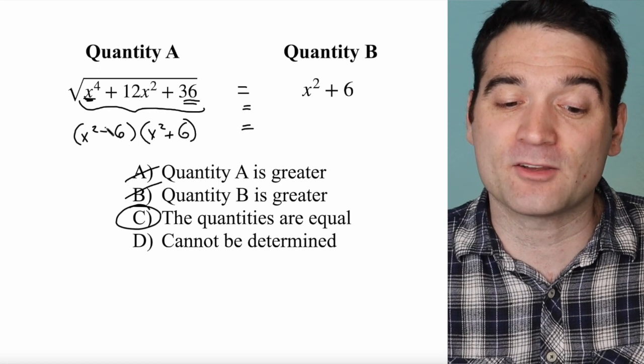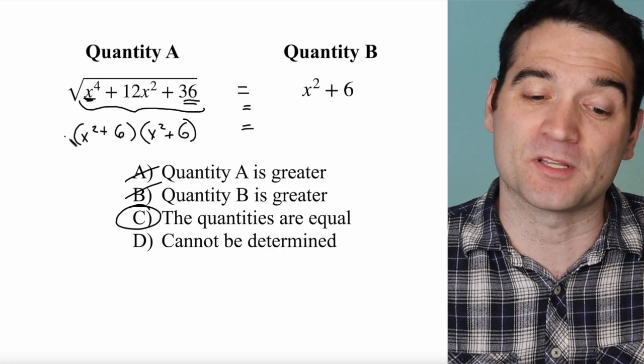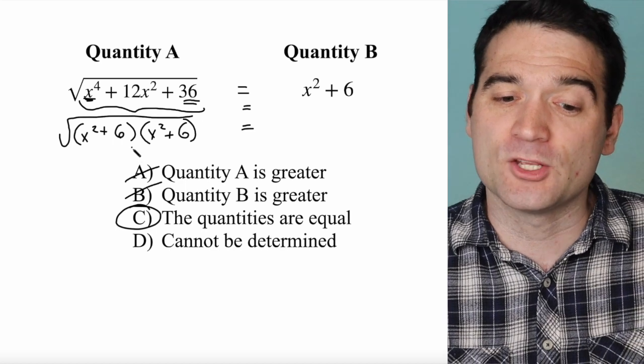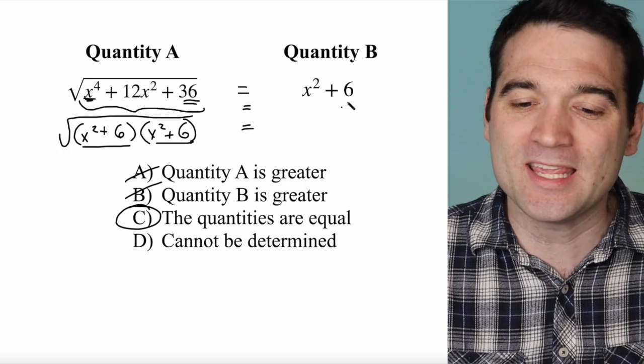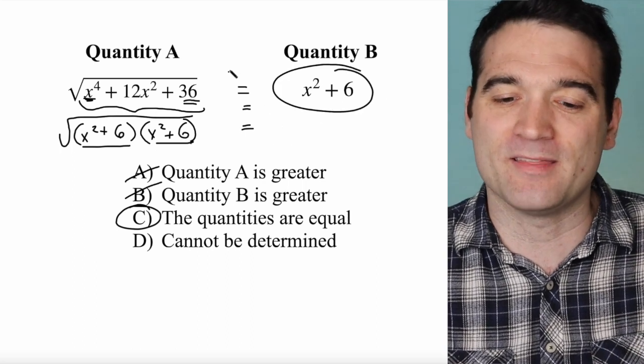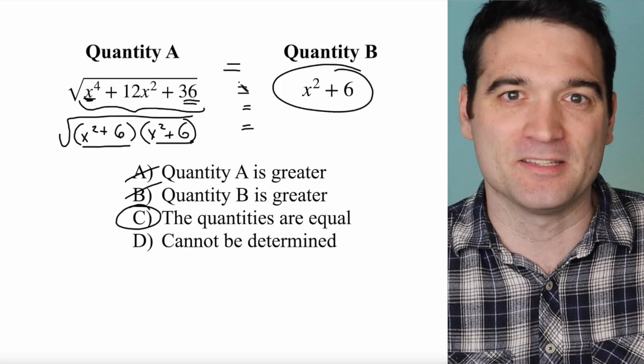Right? So I can factor this into x squared plus 6 times x squared plus 6. And of course, it's the square root. So this times itself, if I take the square root of it, is just going to equal x squared plus 6, meaning that these two are, in fact, definitively equal.